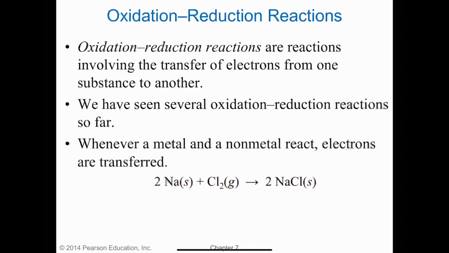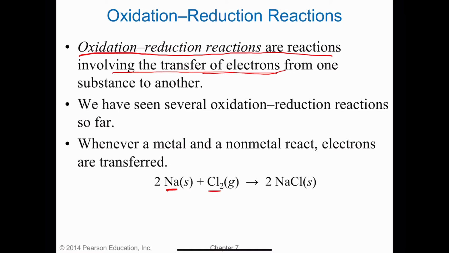So another type of reactions that we're going to get into later in the course, but we're not going to spend too much time on today, oxidation-reduction reactions. So these are reactions involving the transfer of electrons from one substance to another. And this can happen with metals, with non-metals. Quite often we will see it with metals, but like here we have a metal and a non-metal.